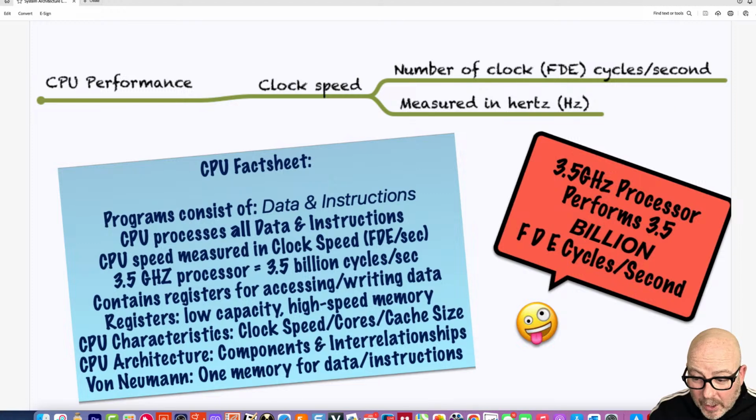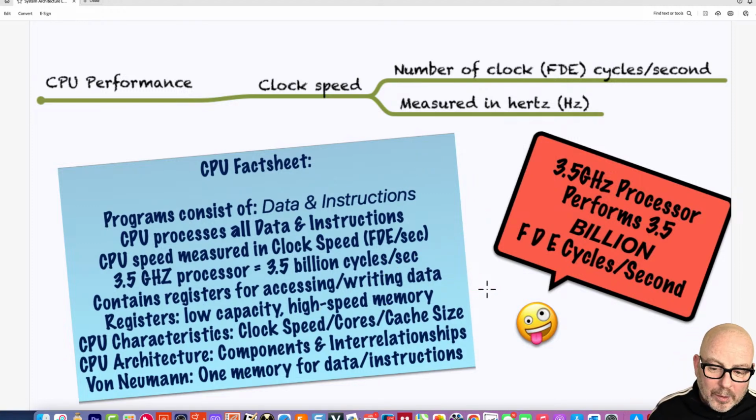The fact sheet here will hopefully be useful for you. I've kind of covered quite a lot of this, but just in terms of key principles, a program consists of data and instructions, okay? And obviously you need to know where those data and instructions are, and that's where the address register is, and you need to know what the data and instructions are, and that's the data register. So CPU measured in clock speed, I've done that. Contains registers, done that. And the characteristics of a CPU are clock speed, cores, and cache size. And we'll come on to those other two in a moment.